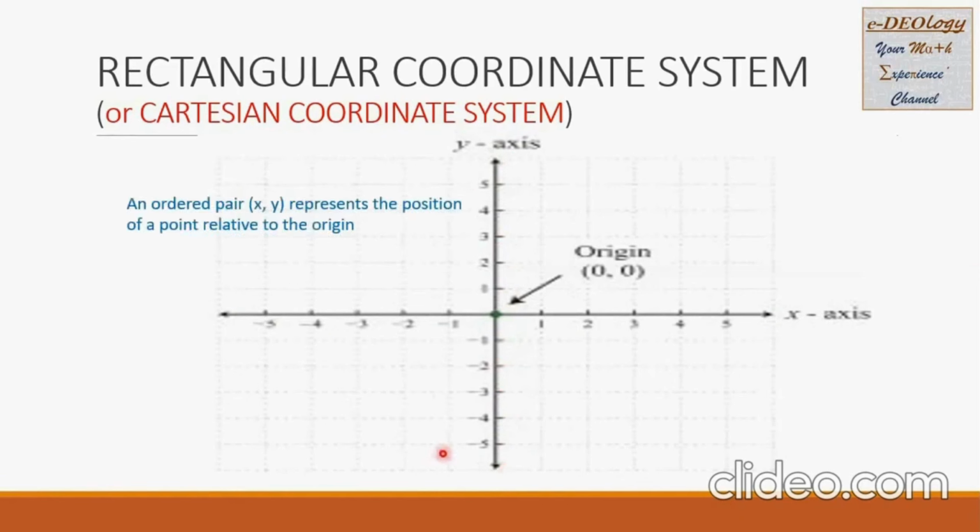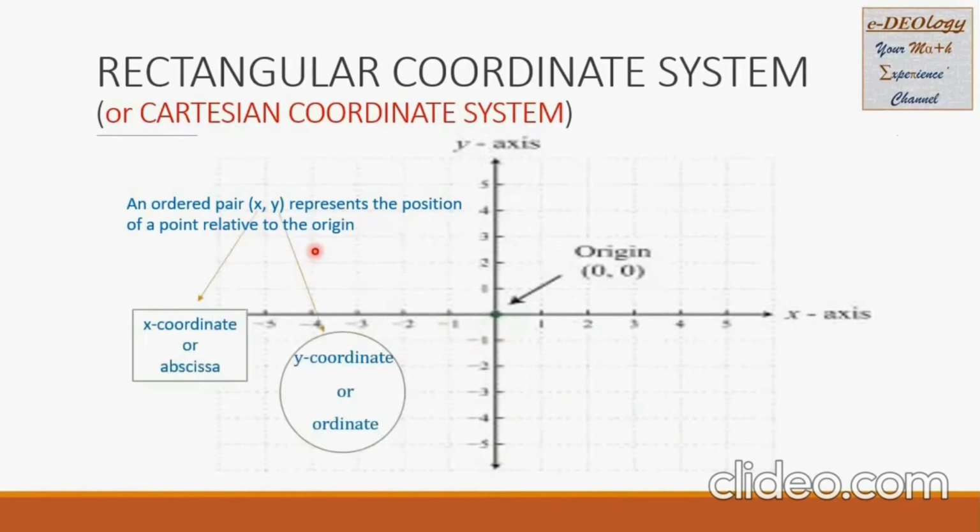The rectangular coordinate system is composed of so many points, and each point on this plane is associated with an ordered pair of real numbers (x, y). An ordered pair (x, y) represents the position of a point relative to the origin. The first number is called the x-coordinate or abscissa, while the second number is called the y-coordinate or ordinate.